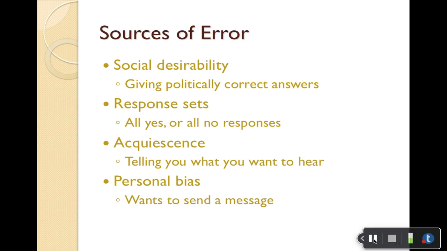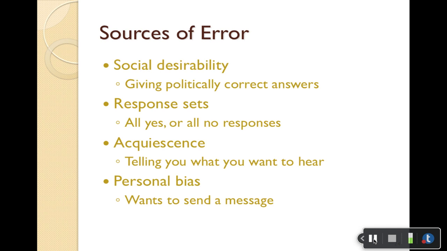Like anything in research and in statistics, we know that there are sources of error. And these are things that we want to keep in mind when we're constructing our measurement tools. So things like social desirability or giving politically correct answers, especially if you're trying to design a study to measure things like prejudice, it's really hard to create good survey items because people usually, hopefully anyways, don't like to talk about those kinds of things. So they might give answers that you think that they think you want to hear.